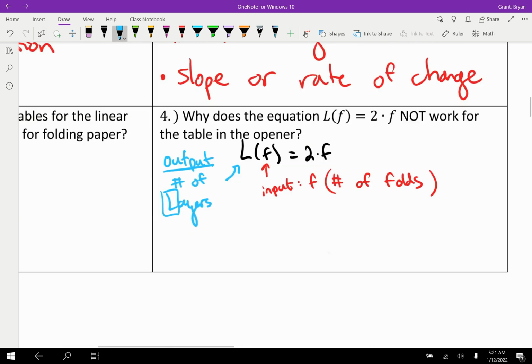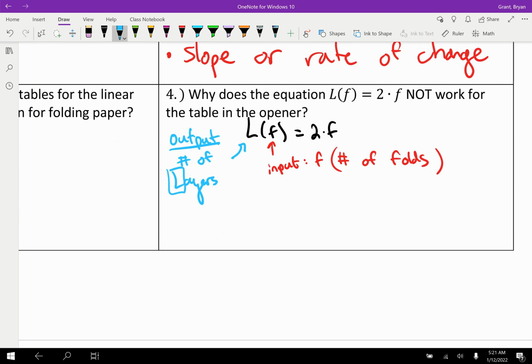So this actually asks us to prove why this equation does not work with the opener. And let's use that example. We know that if we input the number 5, we should get an output of 32. That's what it said in our table up above. So, using function notation, let's find the number of layers after an input of 5. And so we use our formula, 2 times an input of 5. And I'm just going to work to the right here. 2 times 5, we know that math, that equals 10. Did that give us an answer of 32?